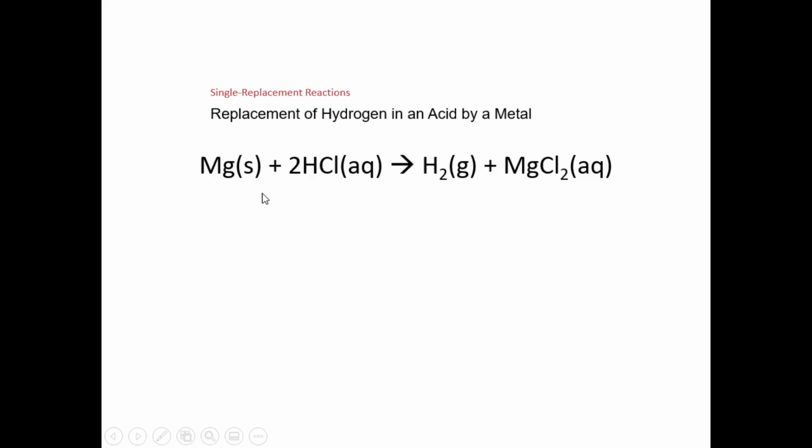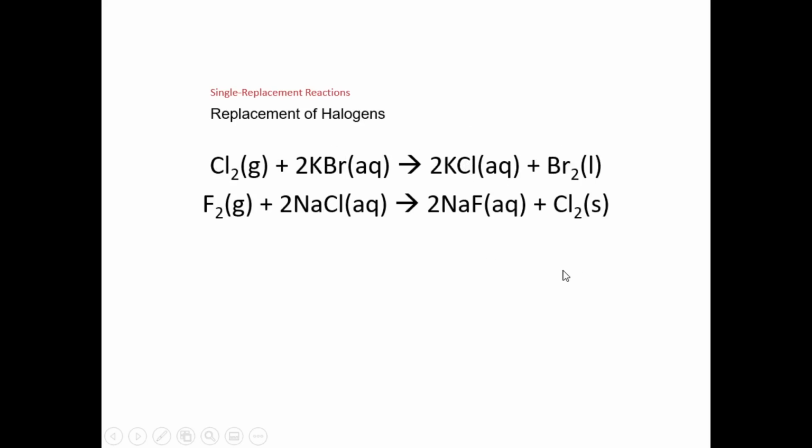Okay, here's another one. If I were to take magnesium metal and put it in the hydrochloric acid, it would react very similarly to the zinc. Magnesium actually reacts faster. That's why I didn't use magnesium for the lab, because then your gas generator doesn't last very long. So magnesium comes in, replaces the hydrogen. We get magnesium chloride and hydrogen gas.